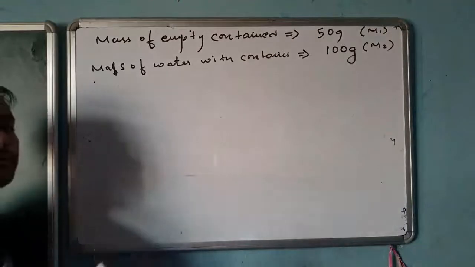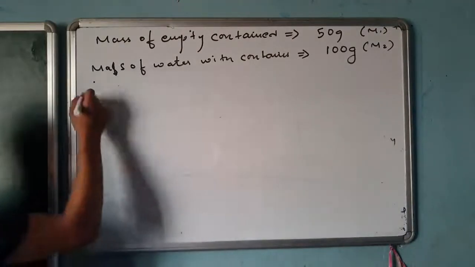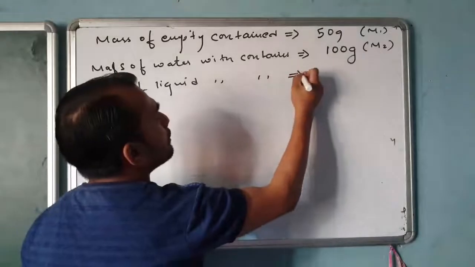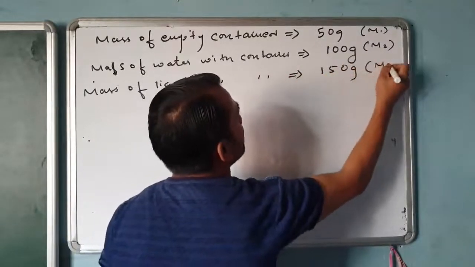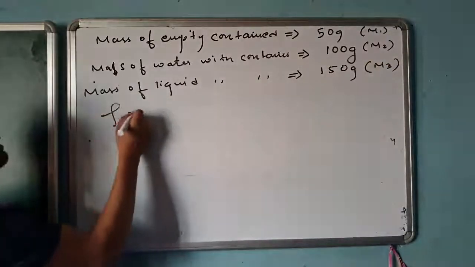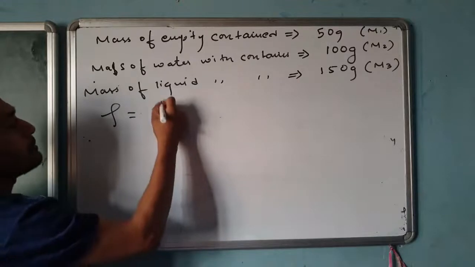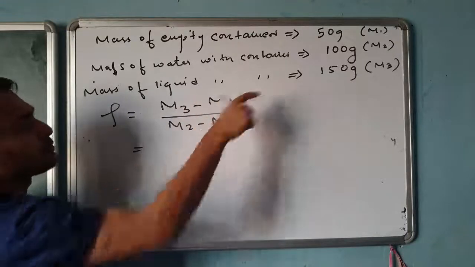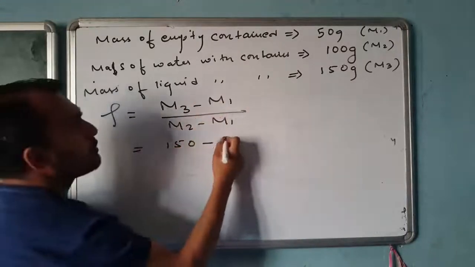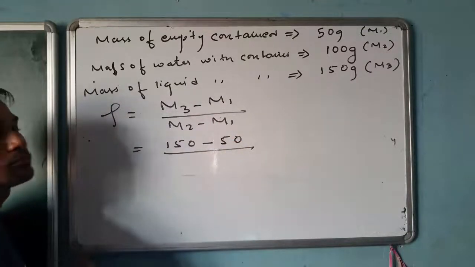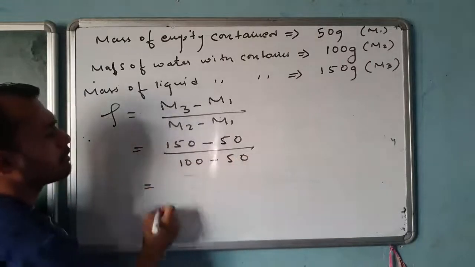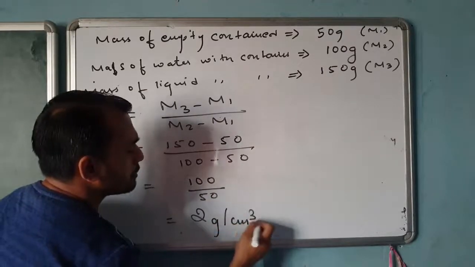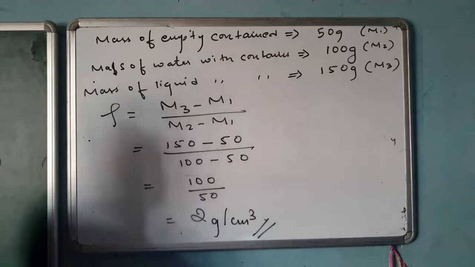Now third, we will replace this water by a liquid in the same bottle, and let us say the mass of liquid with container, let me assume it is 150 gram, that is M3. So now what is the formula for the density of a liquid? Since we are using a density bottle, it will be M3 minus M1 by M2 minus M1. So what is M3? 150. What is M1? 50. By what is M2? M2 is 100. Again M1 is 50. So this will be 100 by 50. This will be 2 grams per centimeter cube. So this is the density of the liquid that we have taken in this example.